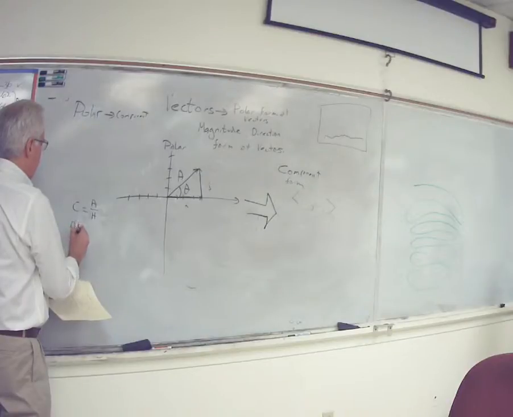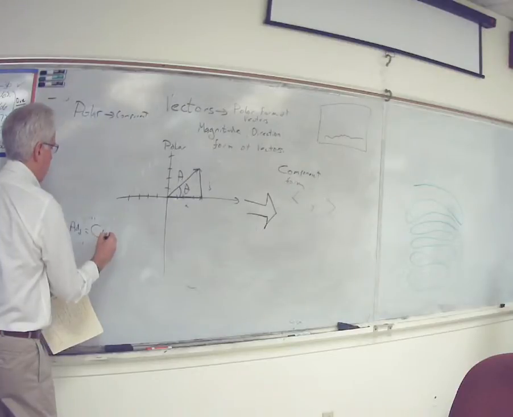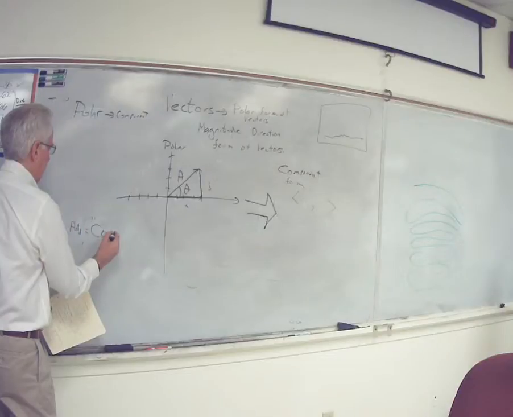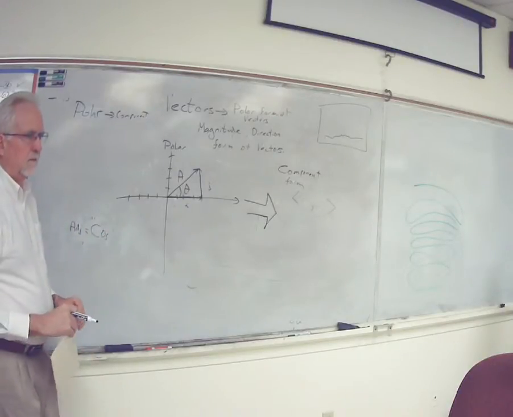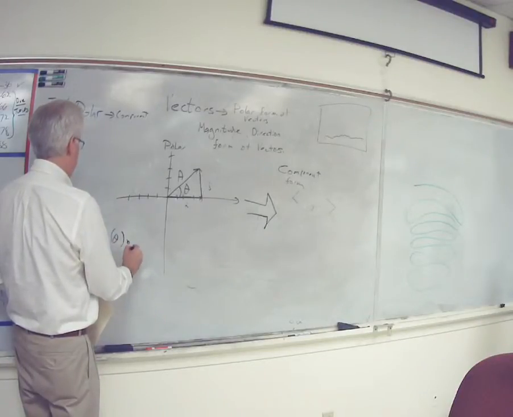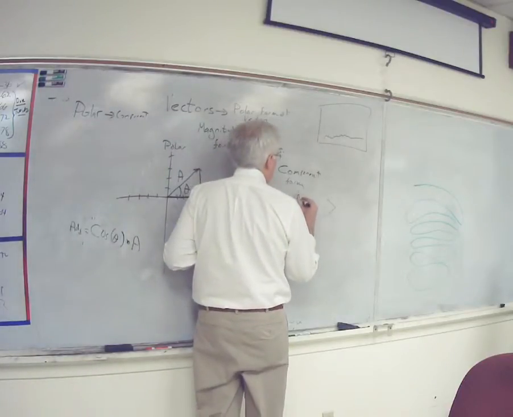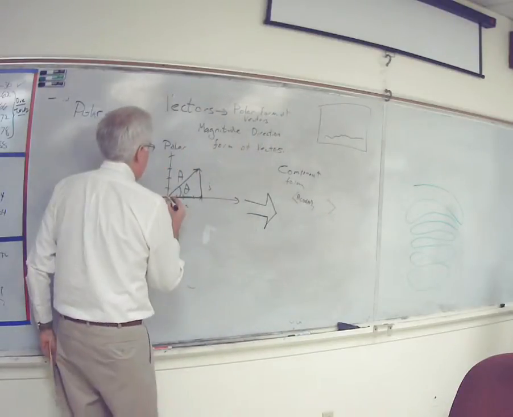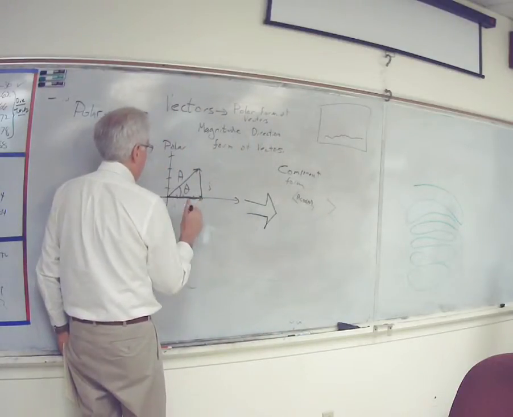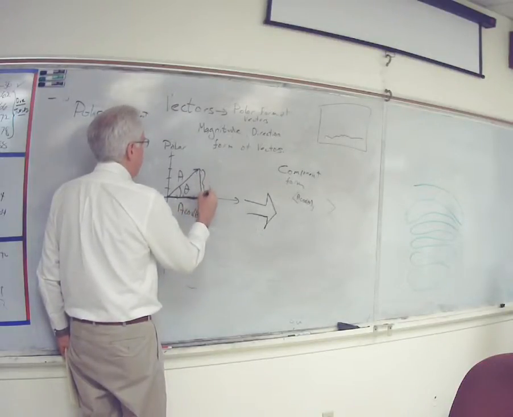So I would say the adjacent is equal to cosine of what? Cosine of theta times the hypotenuse, which is A. So this is simply A cosine theta. This leg here would be A cosine theta. And then what would this length be?